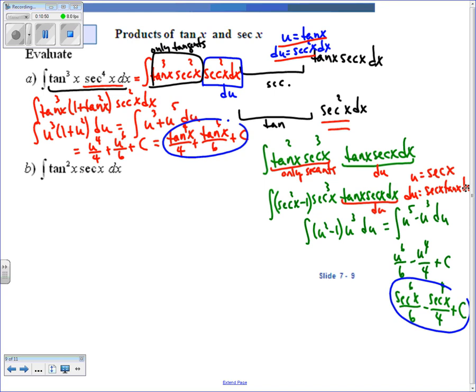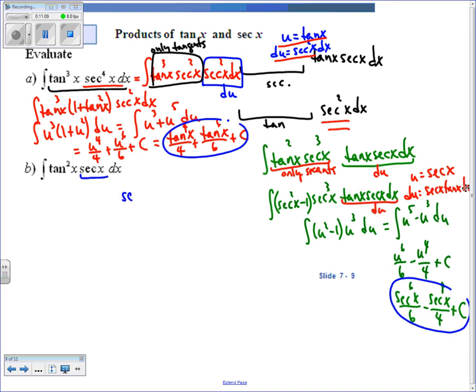Okay, so now let's look at the next one. Now I've got an even power of the tangent and an odd power of the secant. Okay, two things I would look at. I can't break off a secant squared. That's pretty clear. So this one I can't break off secant squared.